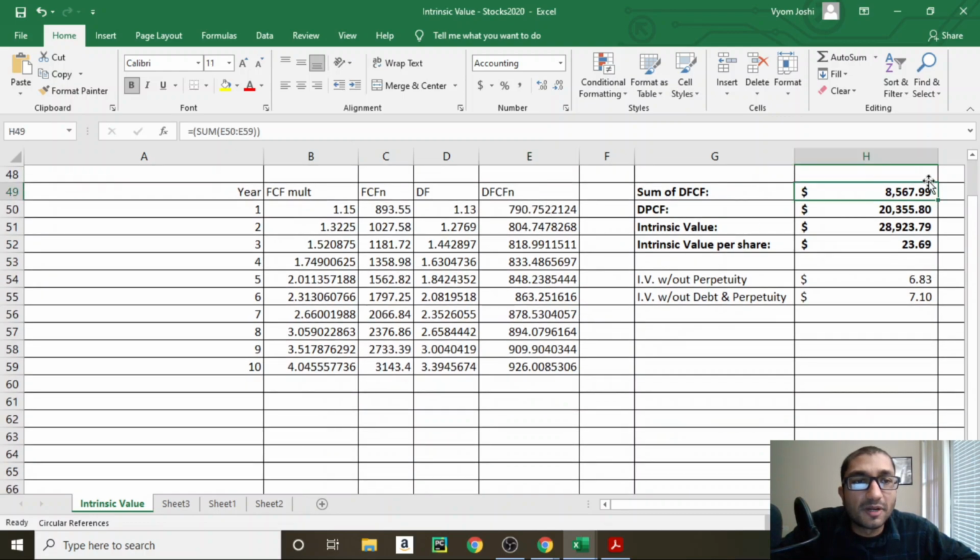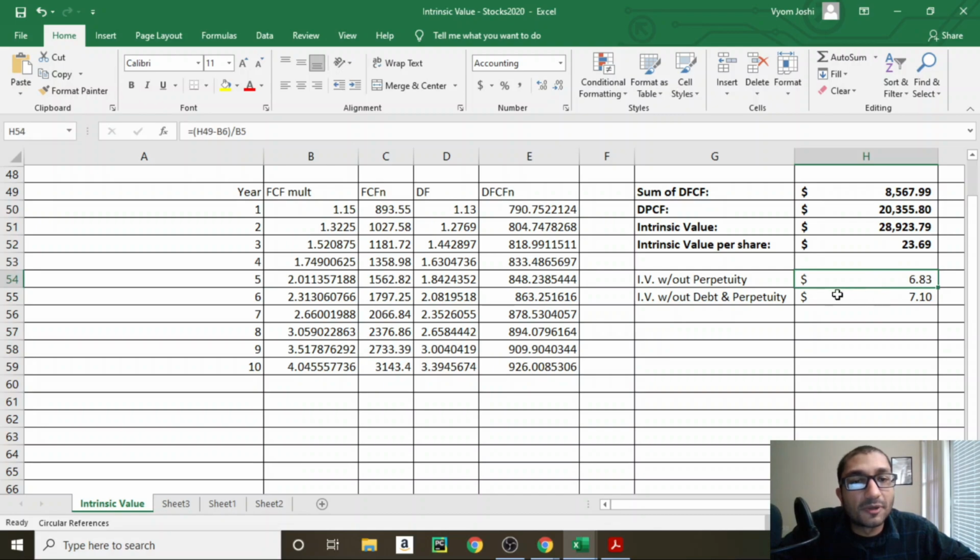years. We sum up all those free cash flows, which come out to about $8.5 billion. Then we look at what the free cash flows would be from the 10-year mark into perpetuity. We sum all those up to get about $28.9 billion. From this number, we subtract the long-term debt and divide by the shares outstanding to get the intrinsic value per share to be about $23.69.